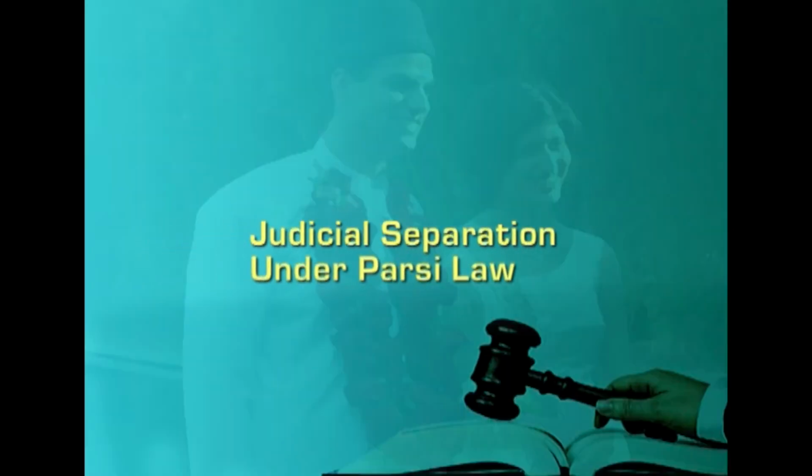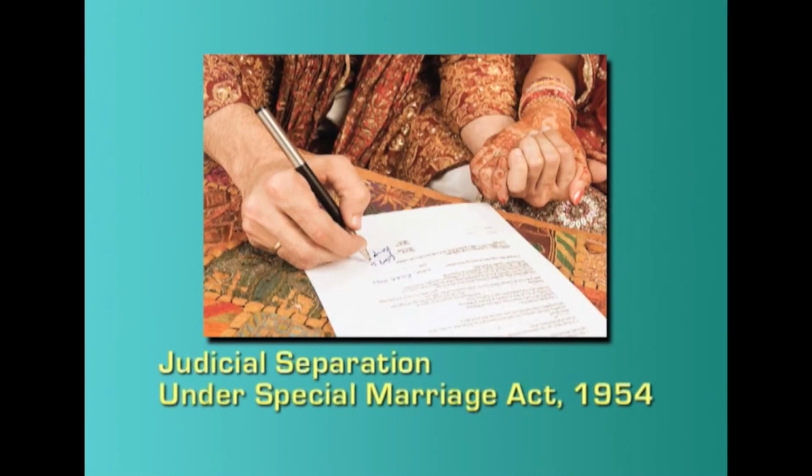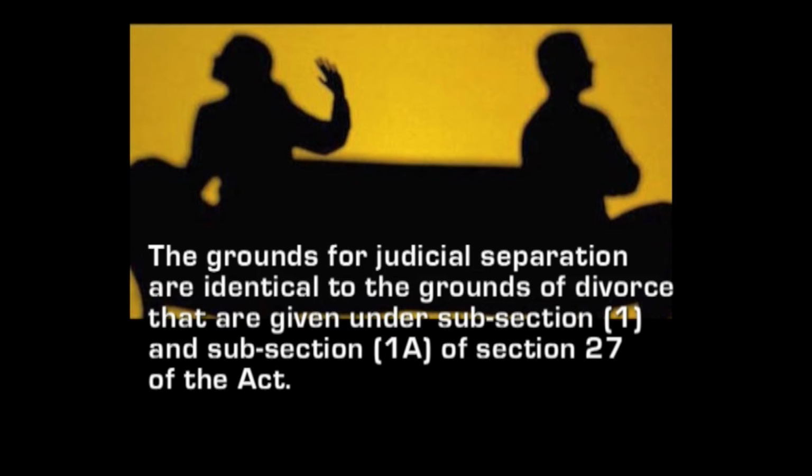Under Parsi law, a party to a Parsi marriage can sue for judicial separation under Section 34 of the Parsi Marriage and Divorce Act 1936 on the grounds that are identical to grounds of divorce as under Section 32 of the Act. Under Special Marriage Act 1954, a man and woman married under the Special Marriage Act can seek judicial separation under Section 23 of the Act. The grounds for judicial separation are identical to the grounds of divorce that are given under subsection 1 and subsection 1A of Section 27 of the Act.